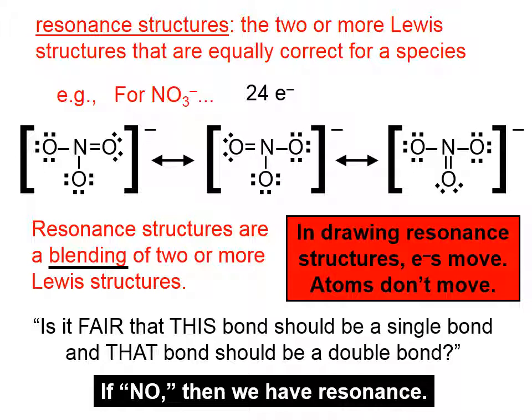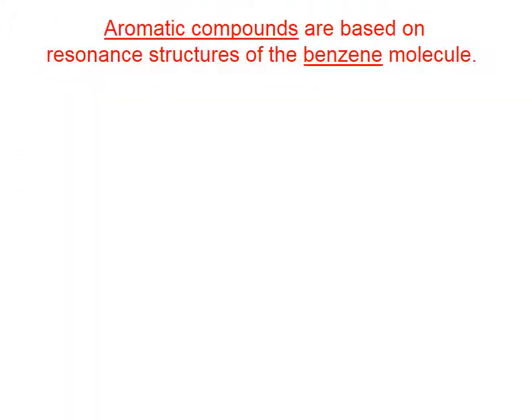Going back to this Lewis structure in the upper left that I drew here, is there any good reason why this oxygen-nitrogen bond should be a single bond and this one here should be a double bond? And the answer is no. We have resonance, and we need to draw all the Lewis structures.